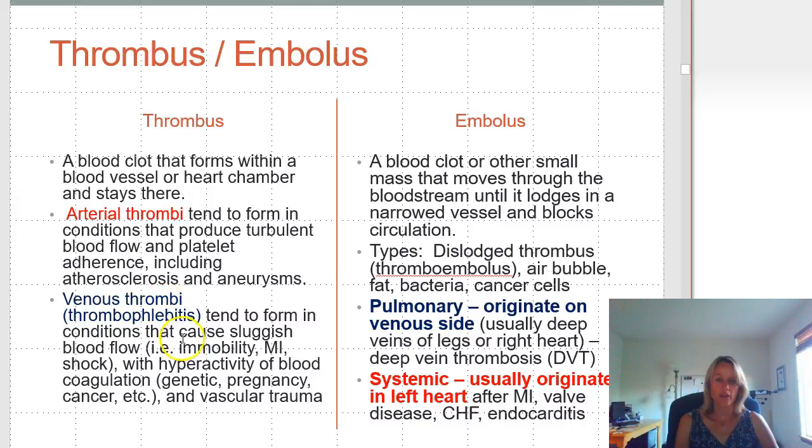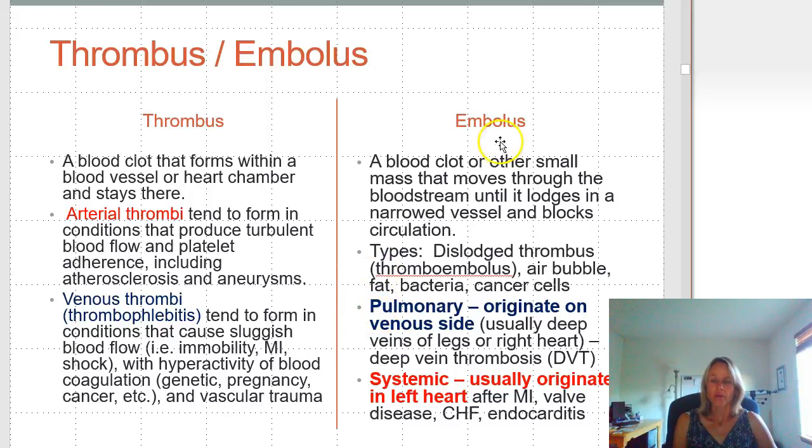Venous thrombi, on the other hand, tend to form when blood flow is more sluggish. For instance, with bed rest and immobility, with myocardial infarction, because the heart is not pumping the blood through the circulation very well, or if we have a hyperactivity of blood coagulation, or vascular trauma. Now, an embolus can be a thromboembolus, meaning a thrombus that cut loose. But an embolus could also be a mass created by an air bubble, fat, bacteria, or cancer cells.